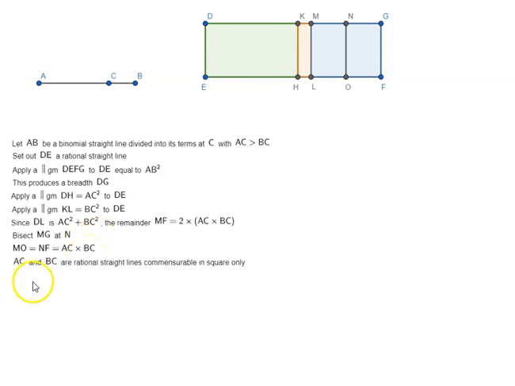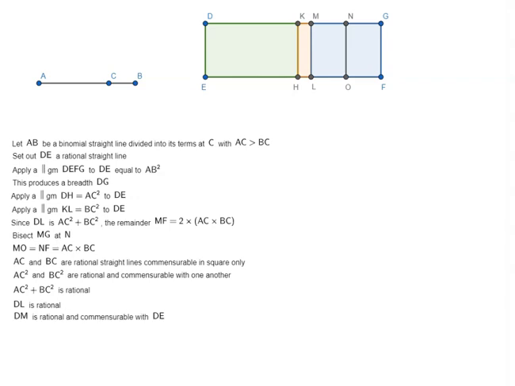Now AC and BC are rational straight lines commensurable in square only. AC square and BC square are rational and commensurable with one another. That means AC square plus BC square is also going to be rational, because AC square and BC square are rational. Now, AC square plus BC square is nothing but DL. So DL is rational. Now, if DL is rational, DM is also rational and commensurable with DE.